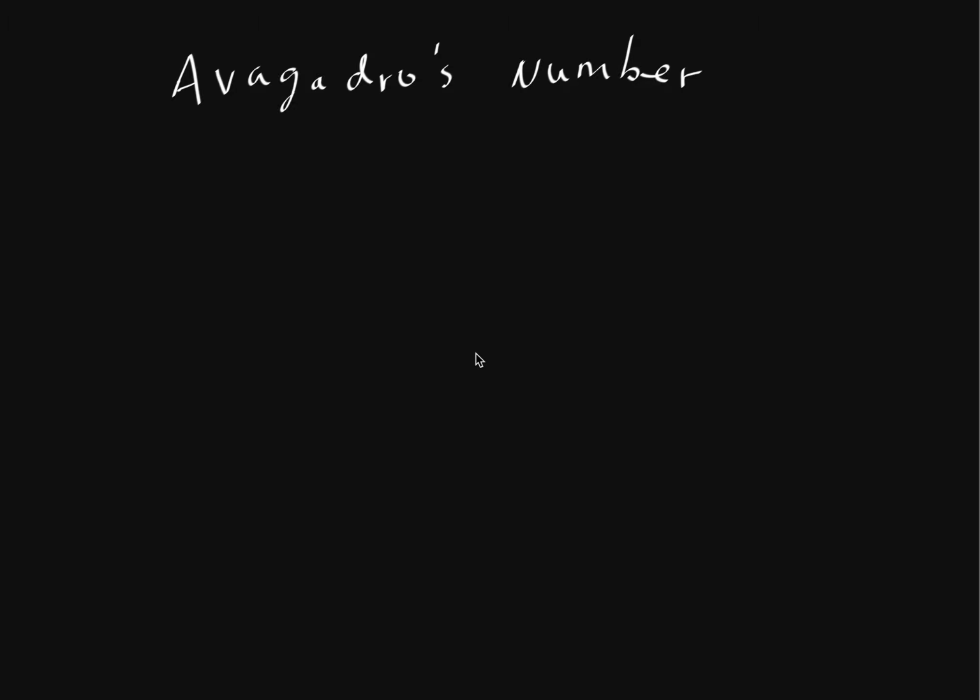Hi everybody. So in this video, we're going to talk about Avogadro's number. Avogadro's number is 6.022 times 10 to the 23. Not precisely, there are a lot of other decimals we can write after this. But it is a pure number. In other words, it has no units. So it's kind of like a dozen.